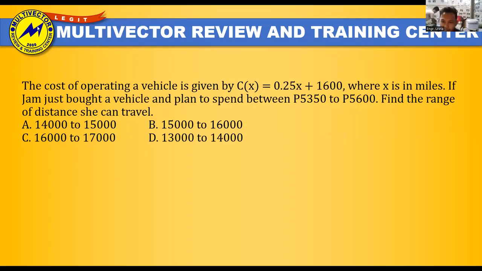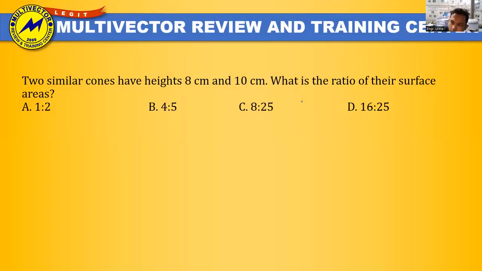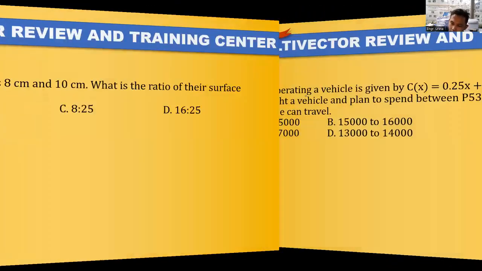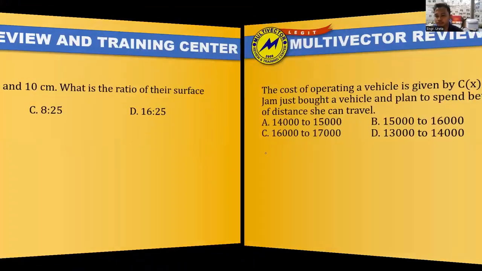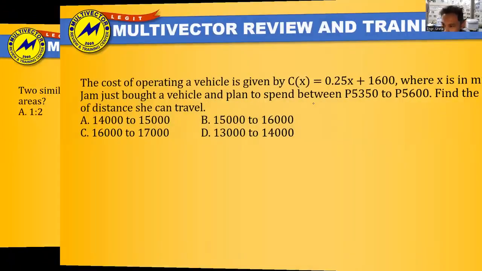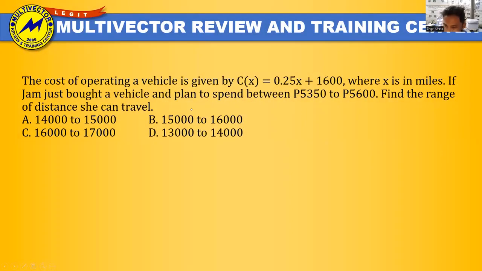Okay, so the cost of operating a vehicle, okay? So C of x is 0.25x plus 1,600. So dito, binigyan lang tayo ng range ng spending niya. Okay, so gagastos daw siya between 5,350 to 5,600.